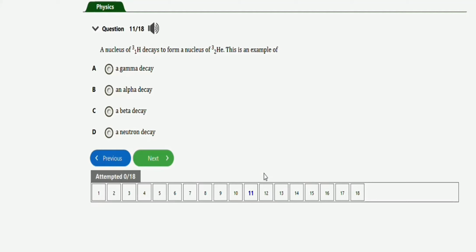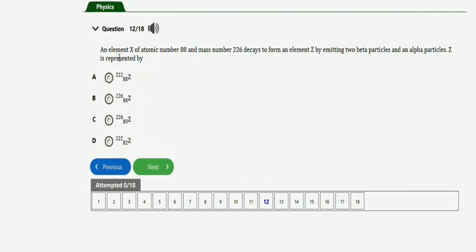The next question will be this one. It says an element X of atomic number 88 and mass number 226 decays to form an element Z by emitting 2 beta particles and an alpha particle. Z is represented by, okay, it says 2 beta particles and an alpha particle.